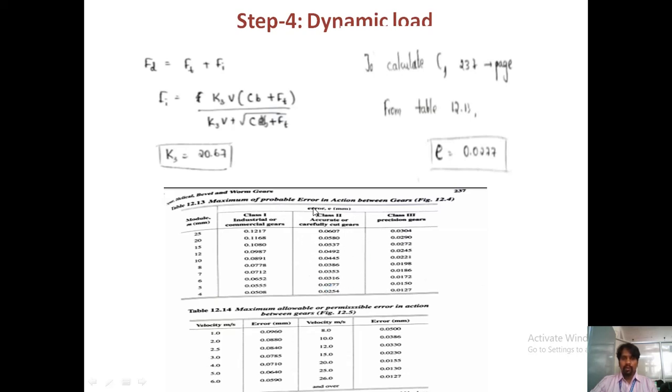So for this we need to note down the error E in mm. To calculate the error E for class 2 gears, we need to go for the module. What is the module we got? We got the module around 5 mm. For that module 5 mm, for class 2 gears, the error is 0.0277 mm. So for class 2 gear and module M equal to 5 mm, the error E is equal to 0.0277 mm. So we got E.